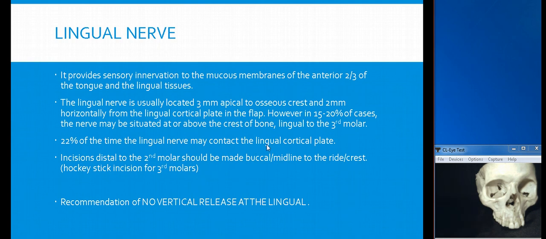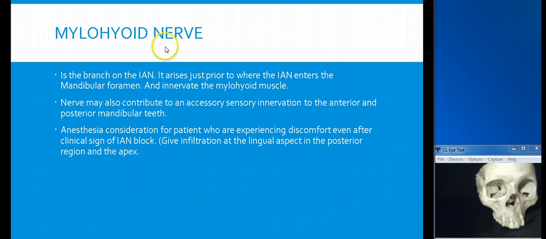So you have two things to worry about now, not just the bleeding from the submental and sublingual artery, but also the nerve damage that can be caused because this guy hugs the lingual cortex. And like I said, the incision distal to the second molar should be very careful, and when you're crossing the midline area. That's why we do the classic hockey stick incision for our third molar extraction, because we want to stay away. The hockey stick part of it is away from the lingual part. We're going at the buccal. And like I said, that's not just a recommendation, it's one of the absolutes: no vertical release at the lingual area whatsoever.